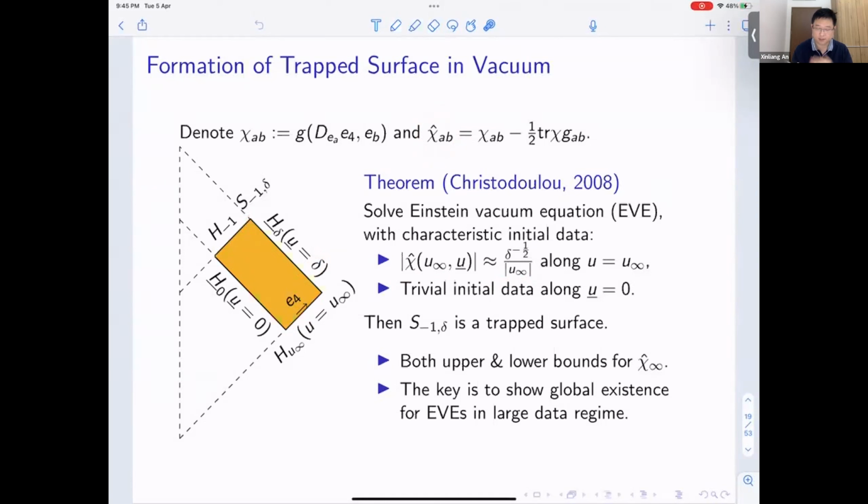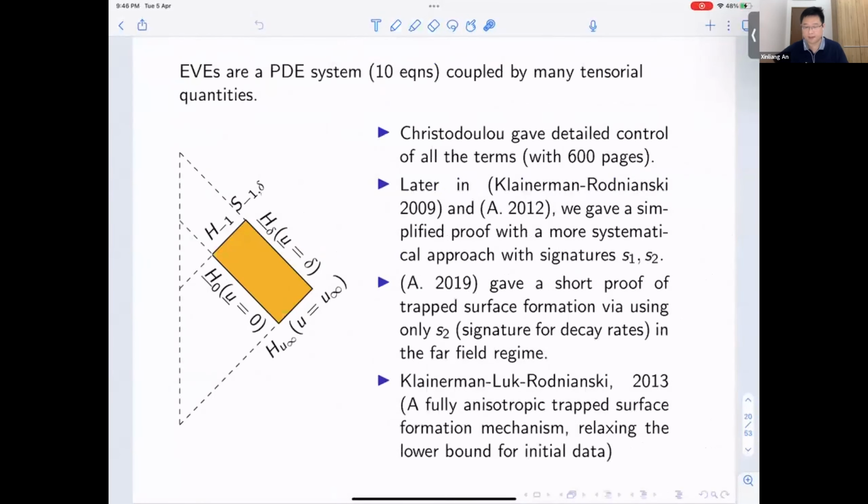And so in his proof, he used both the upper and the lower bound for chi. And also the really key part is to show the global existence for the Einstein vacuum equation. This is a large data problem in quite a large region.